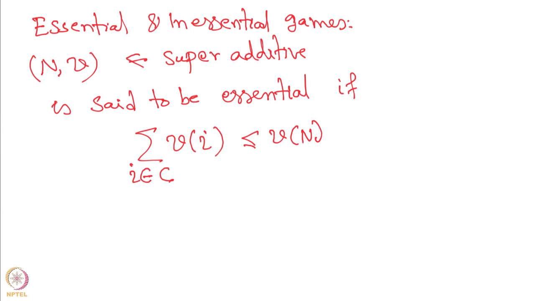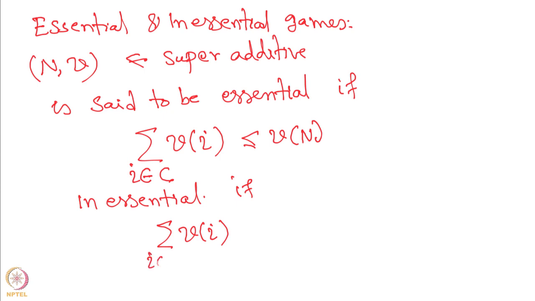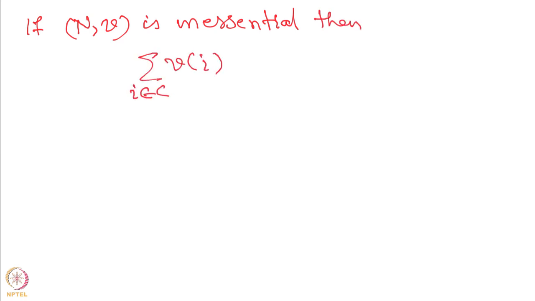And we call it inessential if the sum of the individual worths, the total that they are getting, is exactly the same as v(N). Then this is called inessential, because there is no other way you can allocate. In fact, we can prove that if (N, v) is inessential, then the summation of v(i) over i in C is nothing but v(C). It cannot be bigger than this. So this is true for every C in N. This is again a trivial exercise to prove.